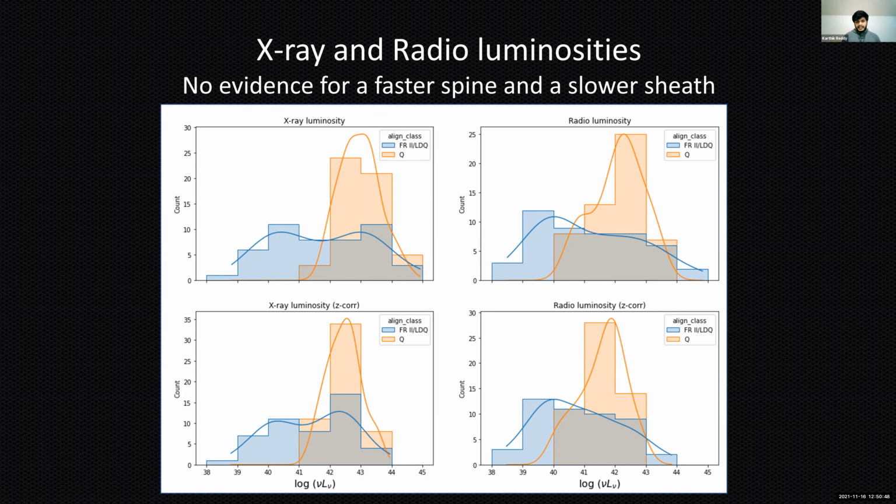So it suggests that probably the radio and X-ray emitting plasmas both reside in plasmas with similar jet speed. But alternatively, the X-ray knots in these closely aligned jets may have smaller intrinsic luminosities, and it's wiping out any observable correlation.